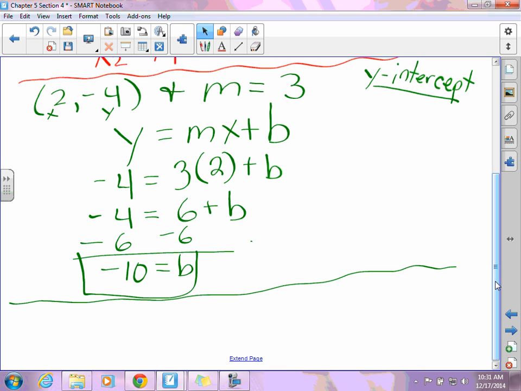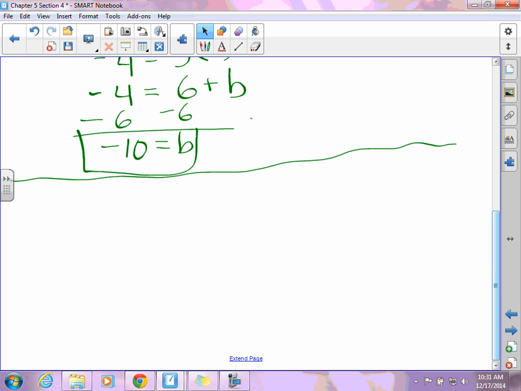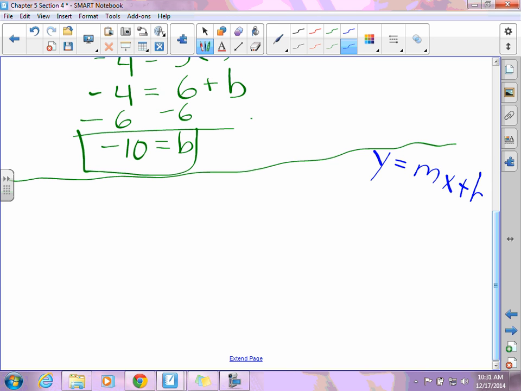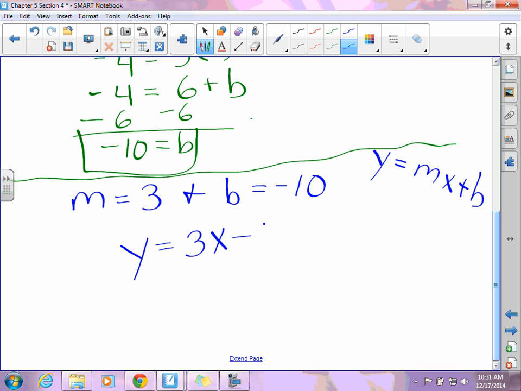All right, now what we're going to do is put this into slope-intercept form. So I'm going to put it into the form y equals mx plus b. Right? So my slope was what? 3. And my b was -10. So y equals what? Very good. Anything different from yesterday? Nothing.